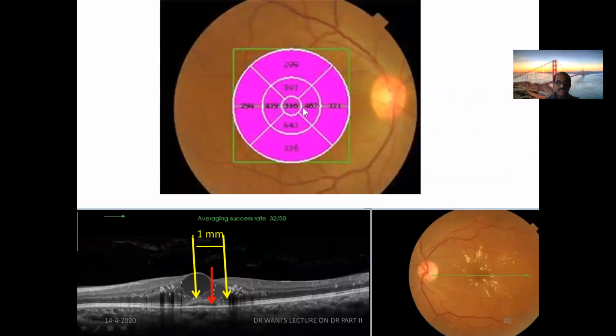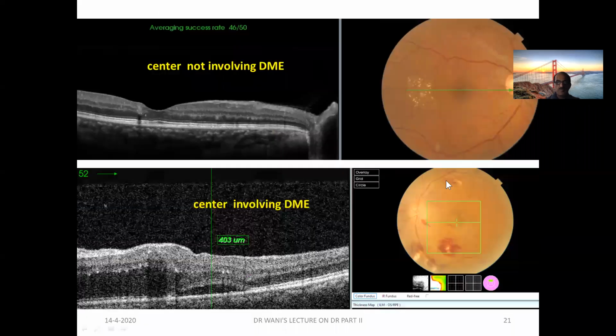So again, center involving edema, you can see that the figure shown is actually 580 micron. It should be less than 280 or so. And you can also see here, the central subfoveal is not at one point. It's actually over a region of 1 millimeter, as I have shown with yellow lines with 1 millimeter marking made in that. I hope you all understood.